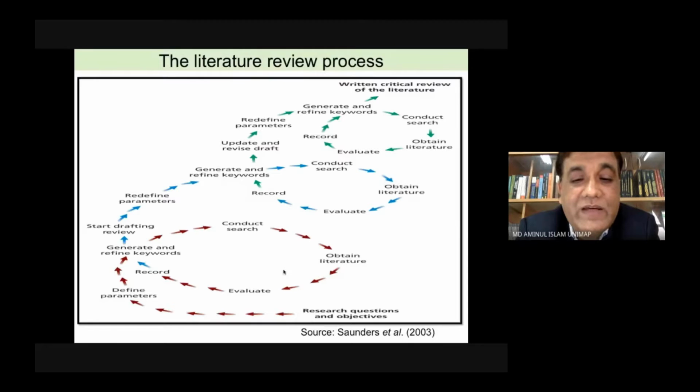As you see here, the first cycle that I have said, you start drafting the review, then you continue, redefine the parameters, generate keywords, and then you conduct search, obtain literature, evaluate and record. And you continue, update and revise the draft, and it continues. So this process continues over some time, and you will stop somewhere. I will tell you where to stop.